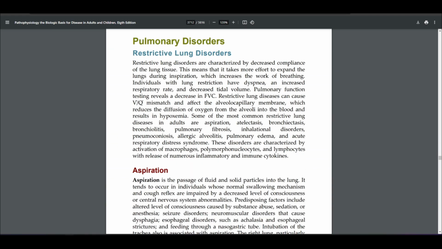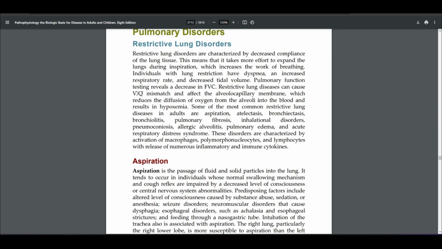So now we're jumping into pulmonary disorders. Restrictive lung disorders. Your restrictive lung disorders are characterized by a decreased compliance of the lung tissue. This means it takes more effort to expand the lungs during inspiration, which increases the work of breathing. Individuals with lung restriction have dyspnea, an increased respiratory rate, and a decreased tidal volume.